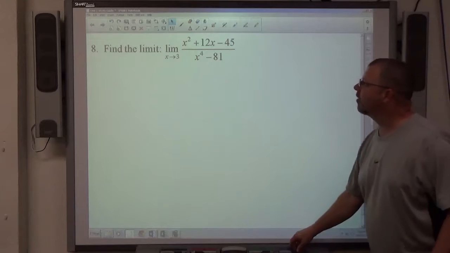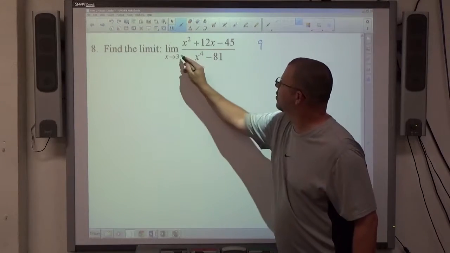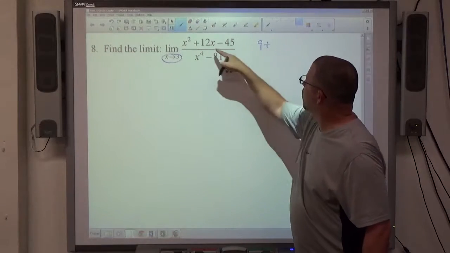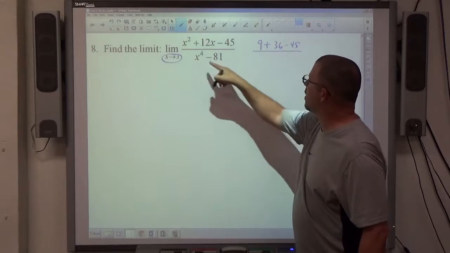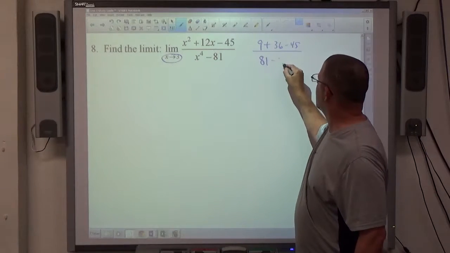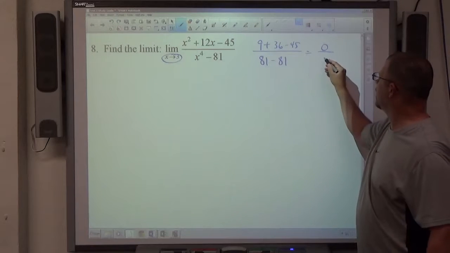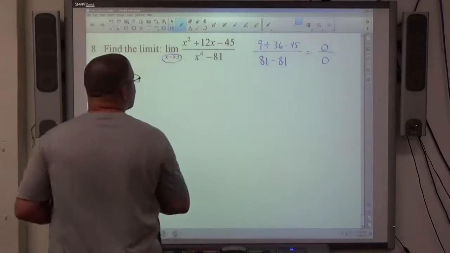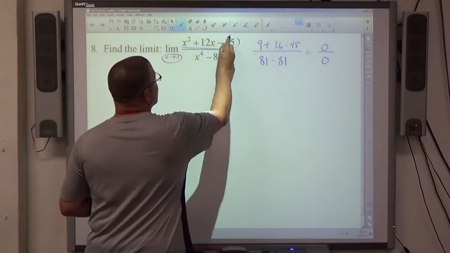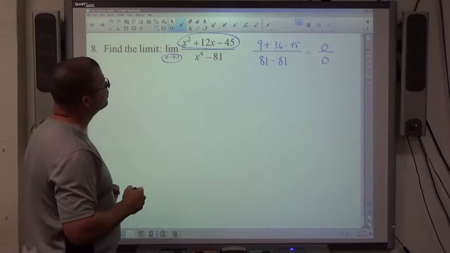Number 8, another limit. Notice on top we have x squared, which would be 9 since x is approaching 3, plus 12 times 3 is 36, minus 45. On the bottom I get 3 to the 4th, which is 81 minus 81. 45 minus 45 is 0 on top. 81 minus 81 is 0 on the bottom. Once again, an indeterminate form. The top is a quadratic trinomial, just like those other quadratic trinomials, so we're looking to factor that in that manner.